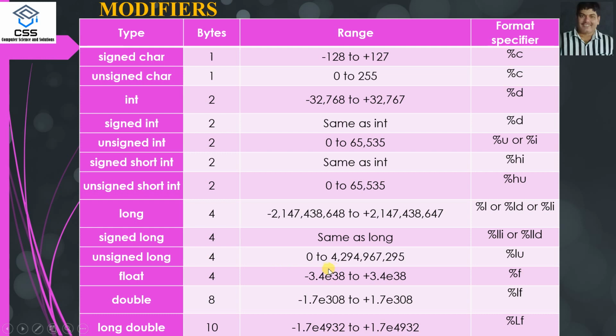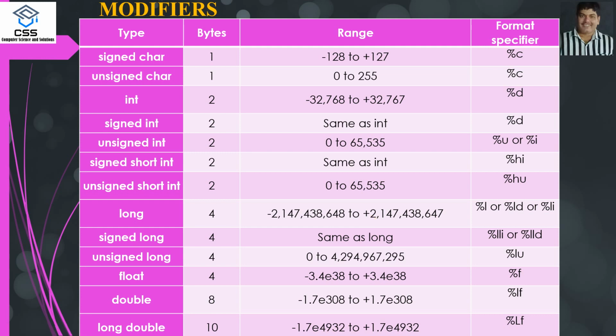Unsigned long range is 0 to 4294967295. Float has the range -3.4 e to the power 38 to +3.4 e to the power 38, and likewise double and long double have their values. From this you can specify how much space you will take and which data type you will use for storing which type of value.